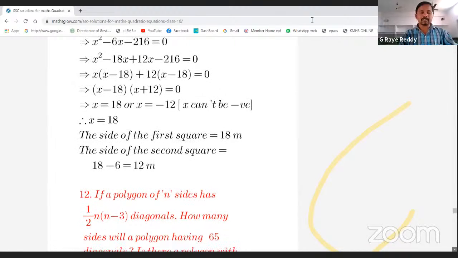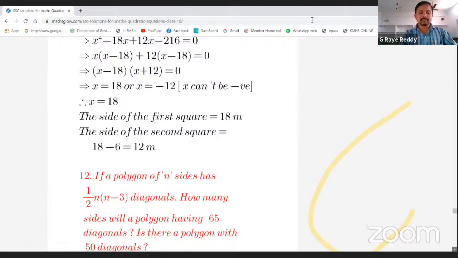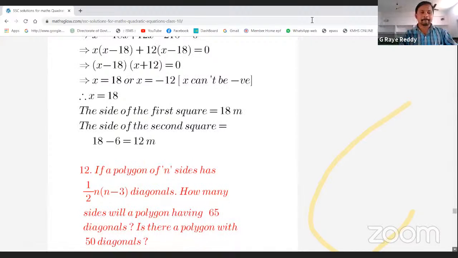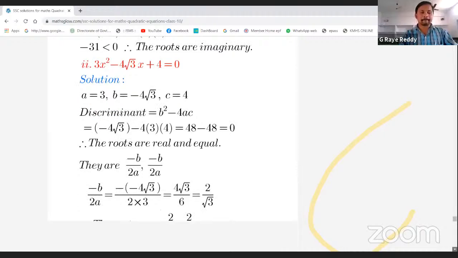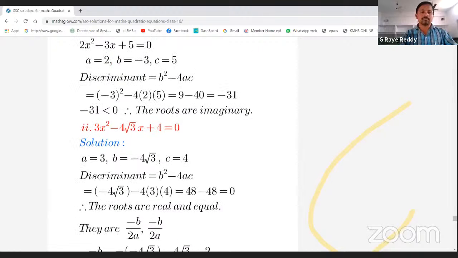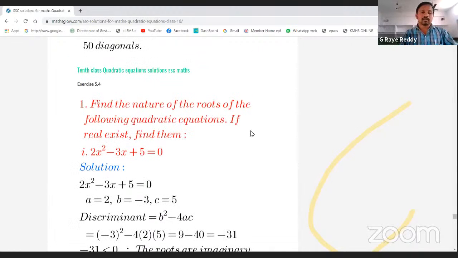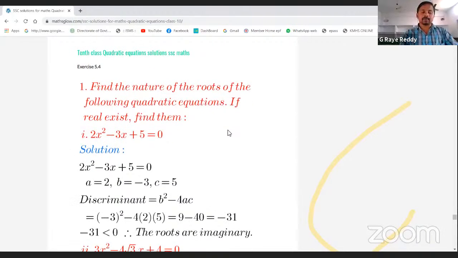I will show you what is that 5.4 exercise. 5.4 exercise, first problem: find the nature of the roots of the following quadratic equations, and if real roots exist, find them. Okay, students, first of all, let us discuss the introduction.